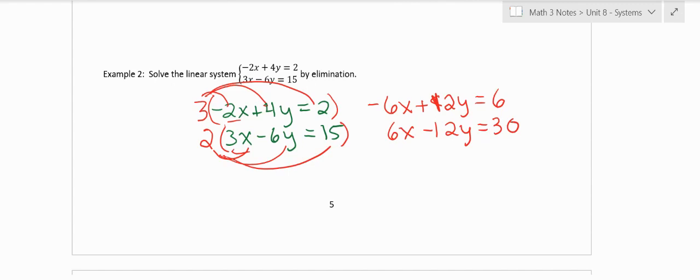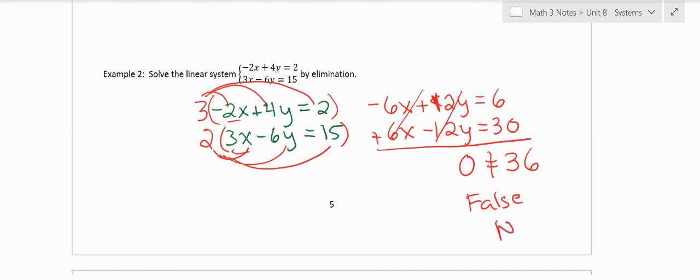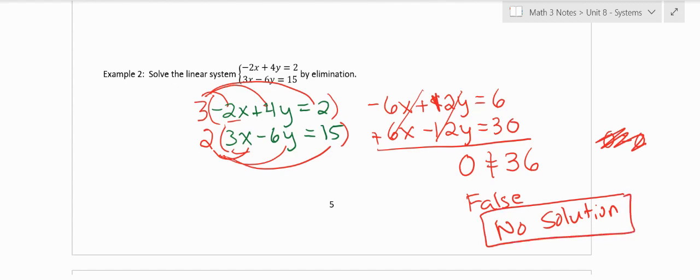When we go ahead and add these straight down, it actually works out that for all of them we get 0. So we get 0 equals 36. So everything eliminated. I'm left with this statement that's a false statement. And so this actually means it's a no solution. If it all eliminated and had said 0 equals 0, it would have been infinitely many. But since it's a false statement, it's a no solution for example 2.